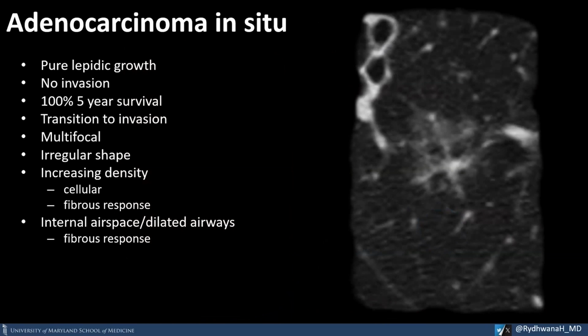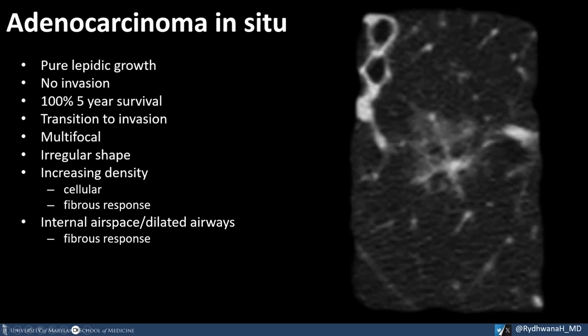So here's a case of an adenocarcinoma in situ that's presenting as a subsolid nodule. So you have a solid component here essentially with a pure ground glass nodule surrounding it. And this is a pure lipidic growth with no invasion. And the survival of these patients is very good. So they have a 100% 5-year survival rate, which is not something that you hear about as it relates to lung cancer, right? So this is a pre-invasive lesion.